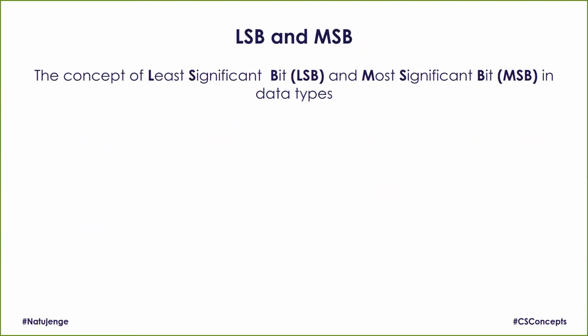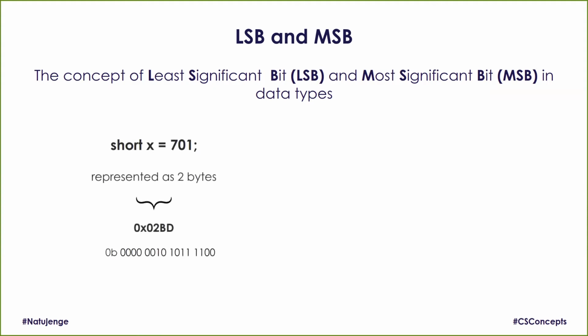Allow me to move to another concept that is also quite relevant when you're dealing with data represented in binary. It's the LSB and MSB. LSB means least significant bit, and MSB means most significant bit in data types. So if you look at a short 0x0BBD, when you represent it as 2 bytes, then it's 0B to BD. Those are the nibbles, or 4-bit symbols. And when you represent it as binary, you can see the number at the bottom here.